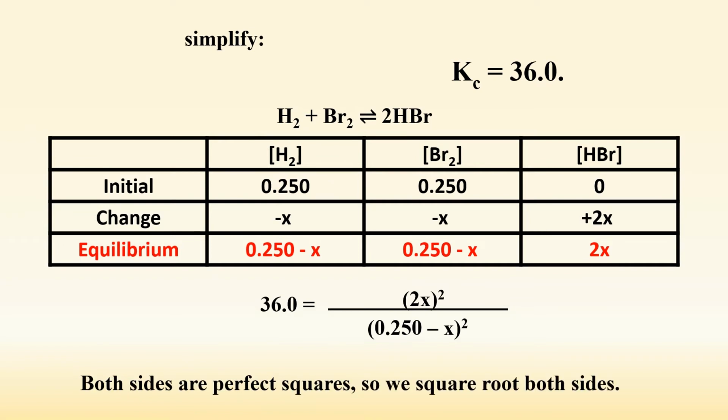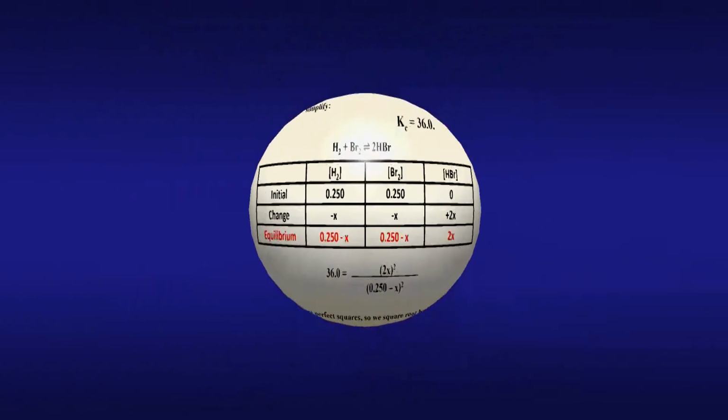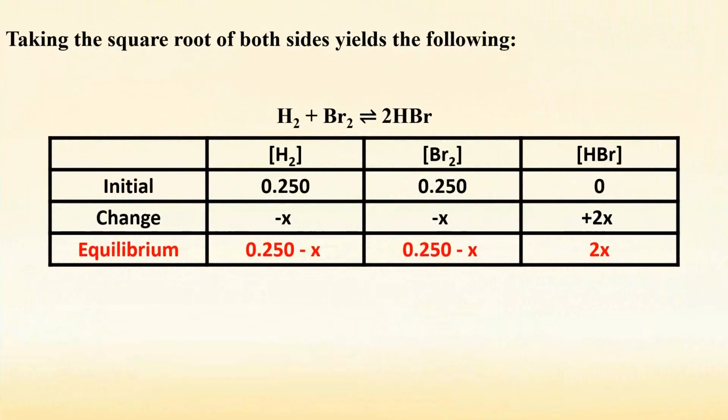This represents a perfect square, so we may now take the square root of both sides of the formula. Taking the square root of both sides of the equation yields the following. 6.00 is equal to 2x divided by 0.250 minus x. Now for a step-by-step method to solve for x.